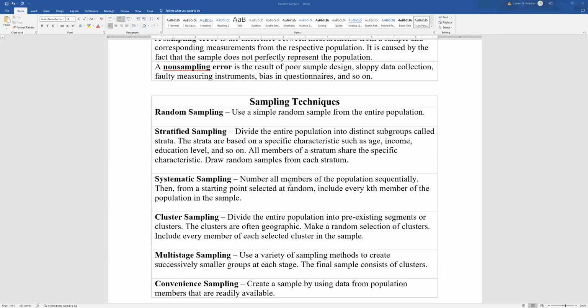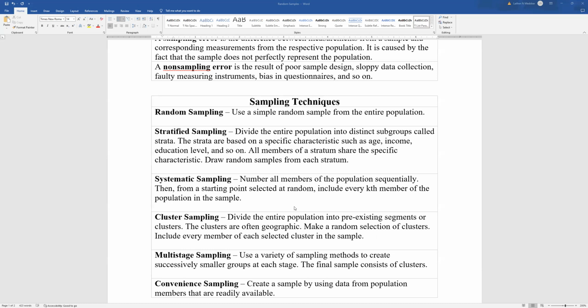Systematic sampling is where you number all the members of the population sequentially. Then from a starting point selected at random, say we're at the 17th person, after that, we will include every kth member of the population in the sample. So say for some reason the person's name we draw out of the hat was the 17th person in the line, and we've already predetermined that every 7th person is going to be picked. From number 17, we pick them, and then every 7th person after them would also get picked.